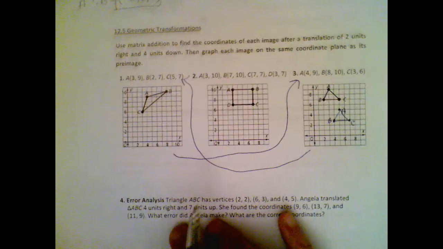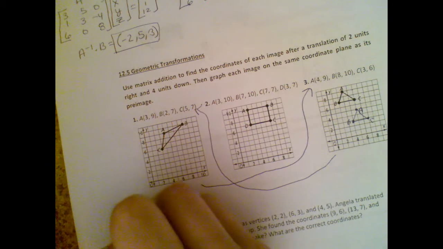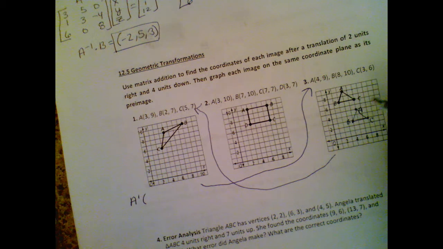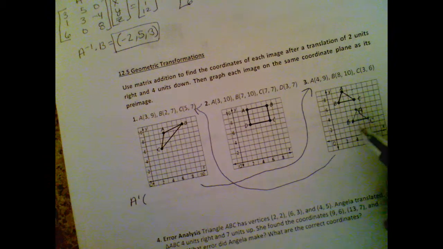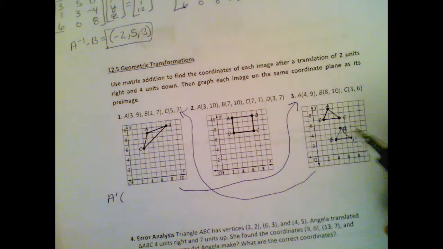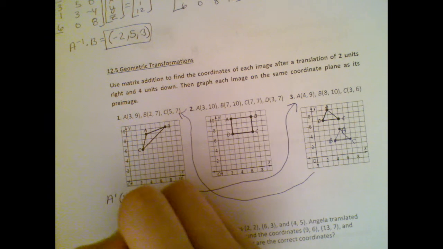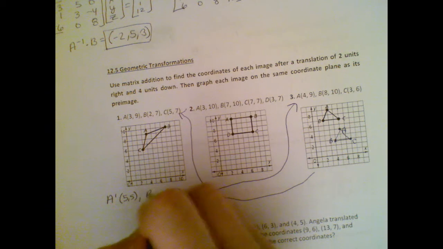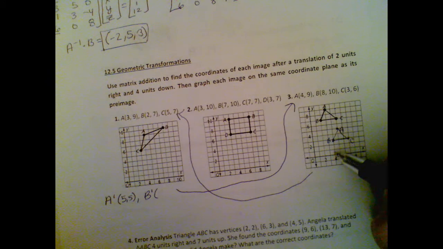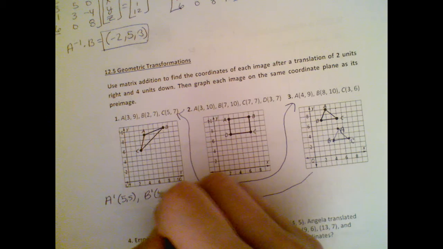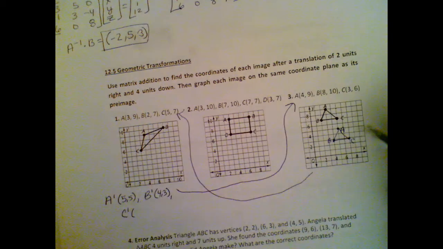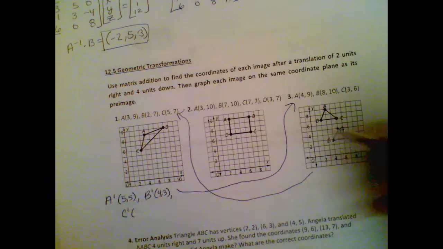So then our new matrix A, or not matrix, our new coordinate for A, we went over to 5 and then up to 5, so it'd be 5, 5. Our new coordinate B is then 4 and then up to 3. And then our new C coordinate is going to be 7 and then 3.